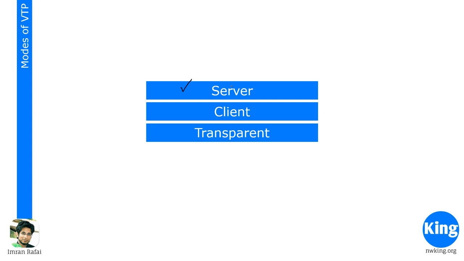VTP server means this is where you can make changes. By default, all switches come as VTP server. That means you can make a change. So let's say this is switch 1, sorry, my writing is really bad, and this is switch 2, and this is switch 3. If this is server and these are clients, you can only make additional VLANs.